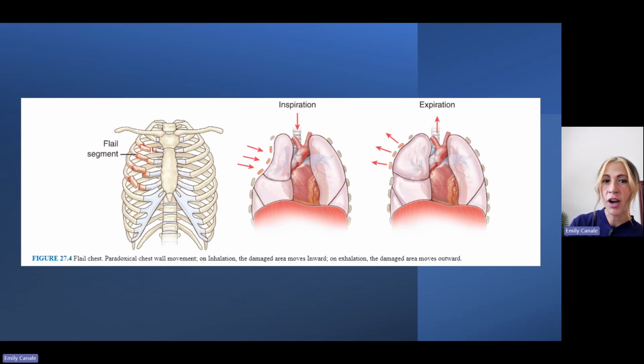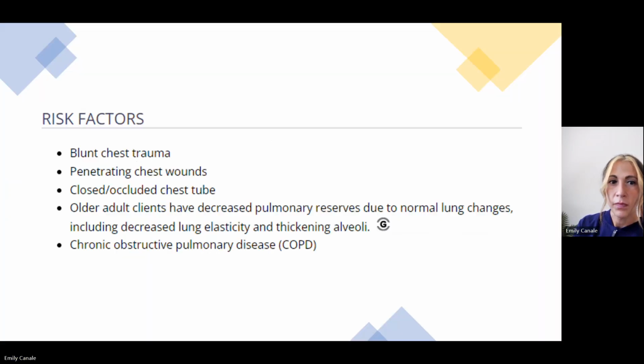So here's that picture I was talking about, the flail chest. I just wanted to show you that. Here are your risk factors for any of these, which we went over.